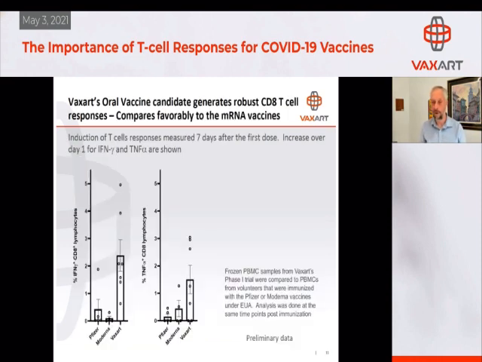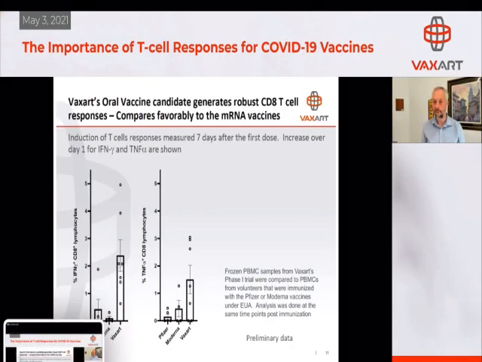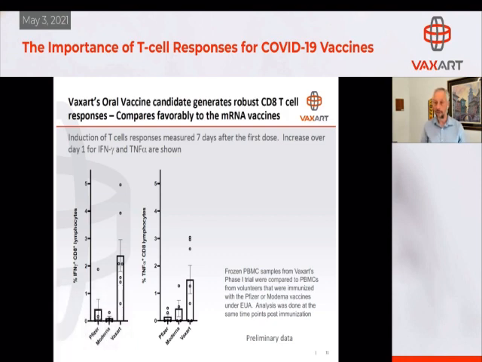This is not a head-to-head study, but what we did is we took cells from people that voluntarily got either the Pfizer or Moderna vaccines, and then ran in parallel, in the same assays at the same time points, samples from our clinical trial, in a comparison. Again, it's not a head-to-head comparison because we weren't able to use the Pfizer and Moderna vaccines within the same clinical trial. But we're taking the same cells, same assays, and just measuring whether you get gamma interferon or TNF on the CD8 population. And what you can see is the Vaxart vaccine really did quite well.